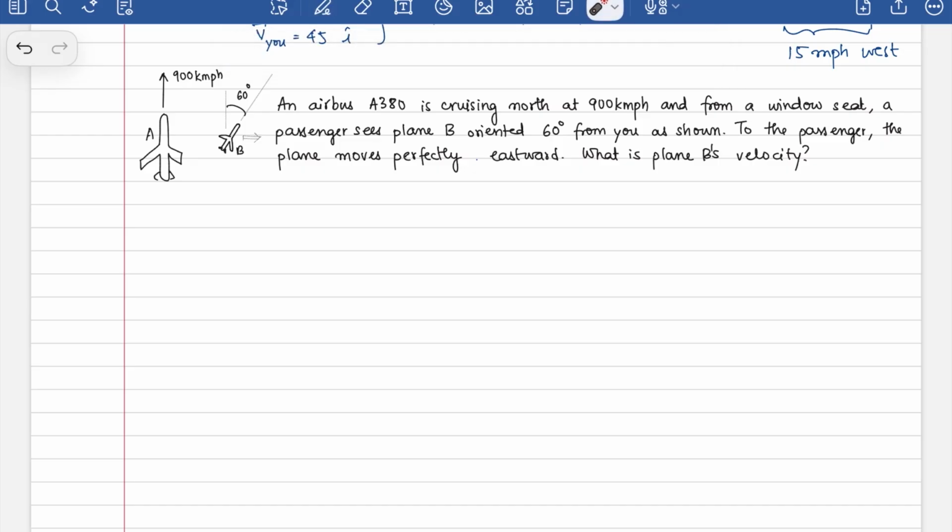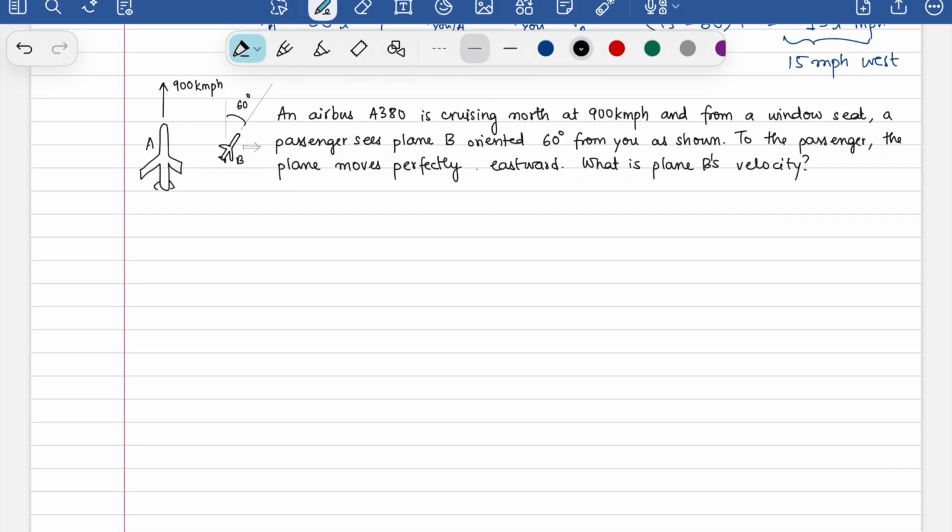I guess it makes sense for me to state that if the plane is oriented 60 degrees away from you, then this plane is actually traveling in this direction. Okay, so you can either make that as an assumption or consider that there's no drift in the plane, and so the plane, if it's oriented this way, is traveling straight in this direction. You can pause and come back. I'm going to solve it now.